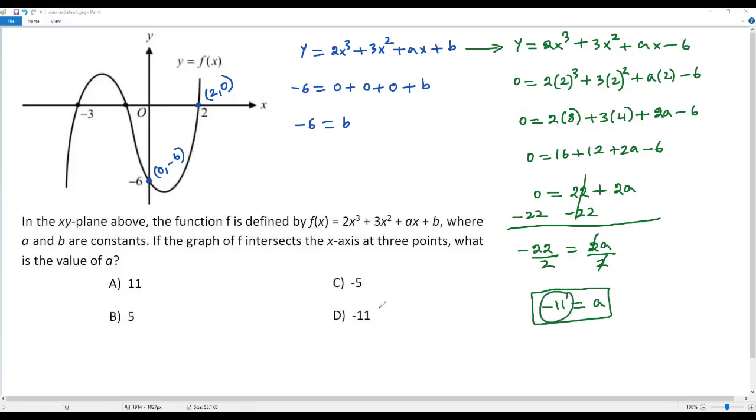We find this -11 in answer choice D. The correct answer choice for this question is D.